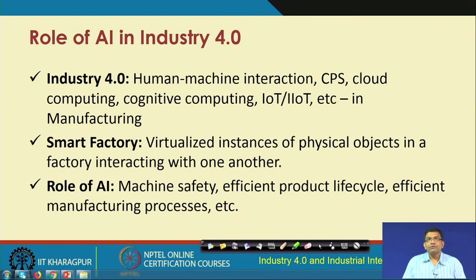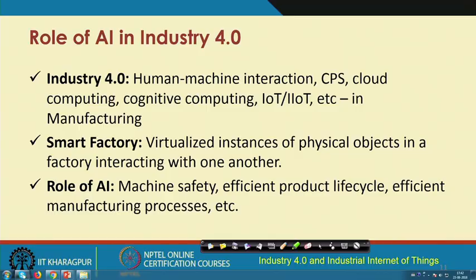In the previous lectures, we have talked a lot about Industry 4.0 and its scope. But what is Industry 4.0? In Industry 4.0, we are talking about a few things. First of all, human machine interaction. This is very critical. Humans and machines interacting. We are also talking about, in certain cases, machine to machine communication, one machine directly talking to another machine without any human intervention.